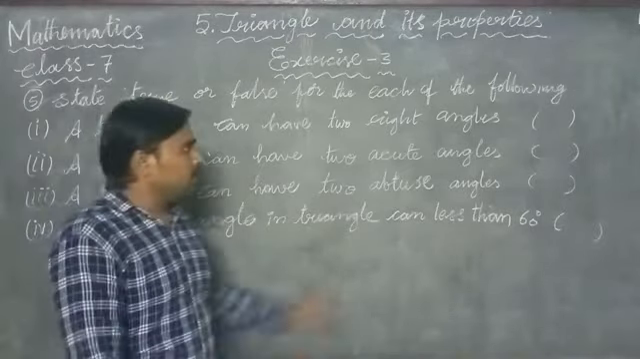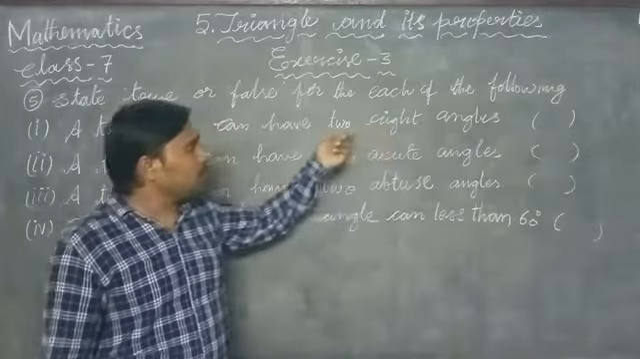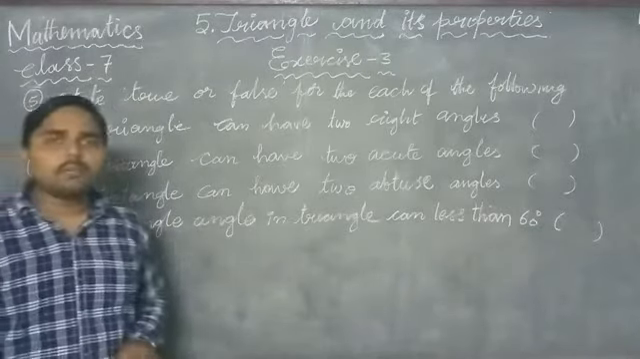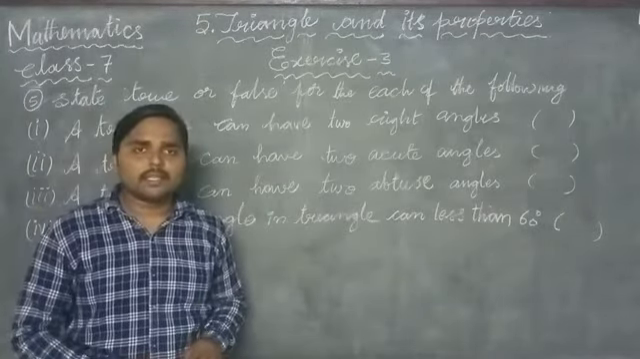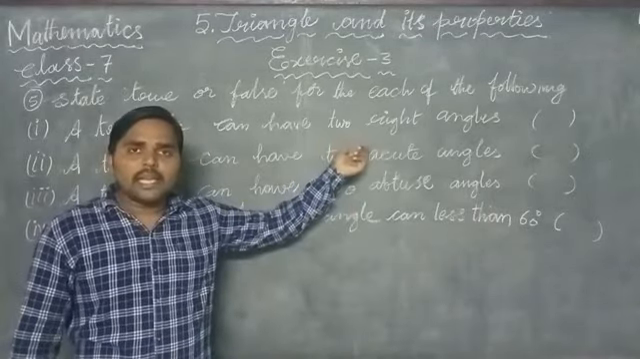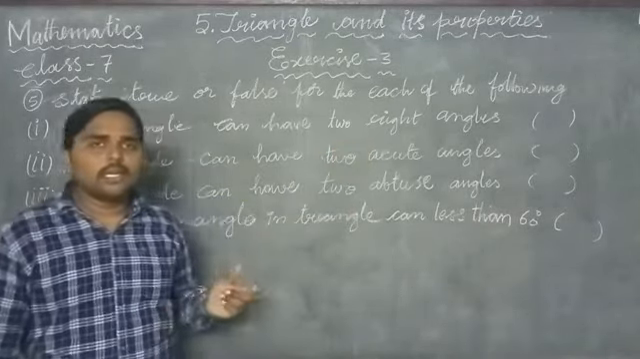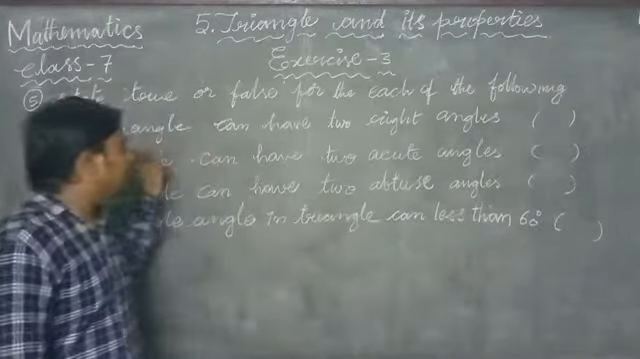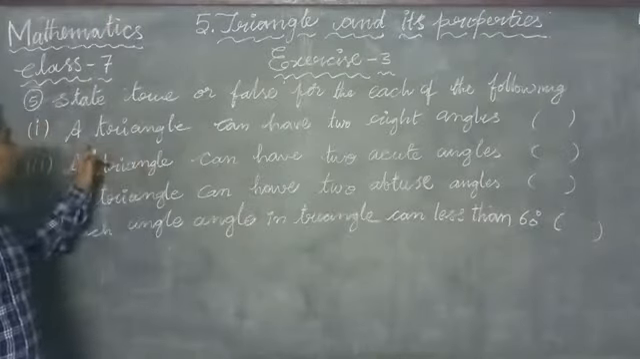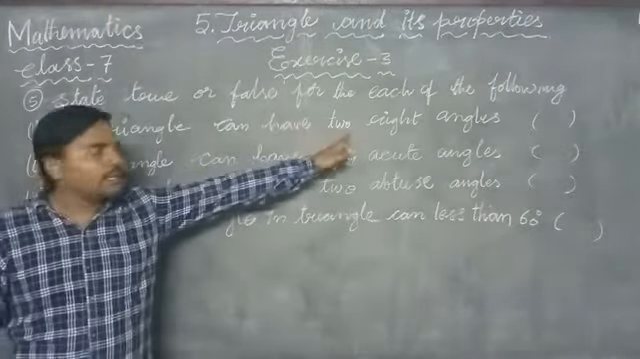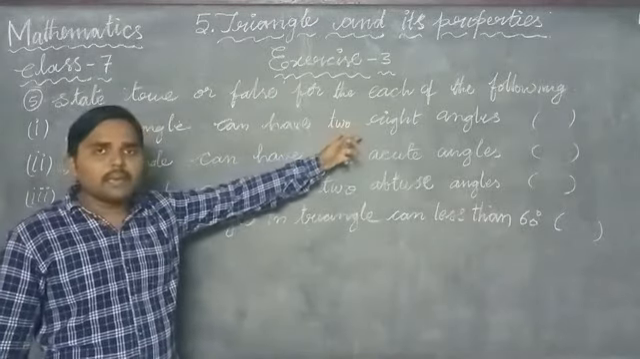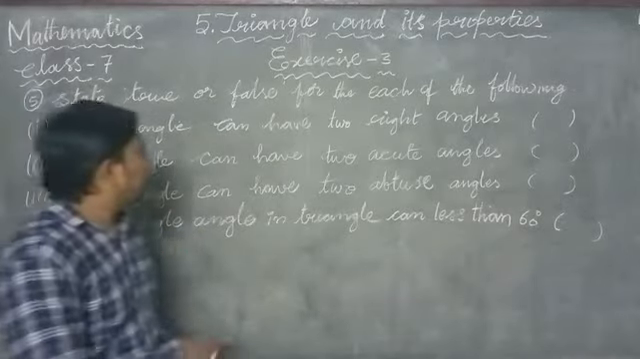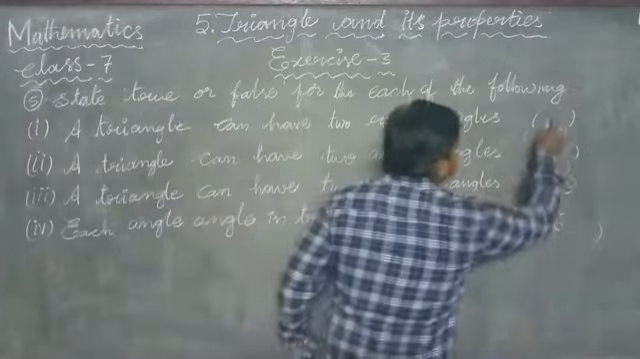Here one right angle means 90 degrees. According to the angle sum property of triangles, the sum of all angles in a triangle equals 180 degrees. Suppose if two right angles are present in one triangle, the sum of two angles equals 180 degrees. So it is not a correct statement. So the statement that a triangle can have two right angles is false.